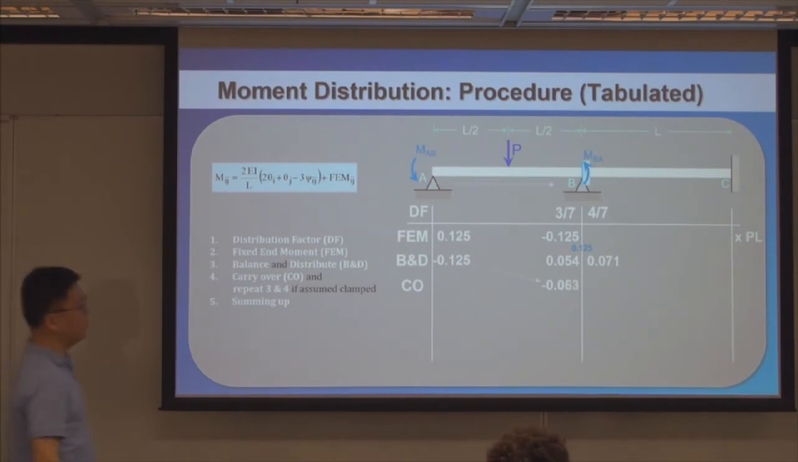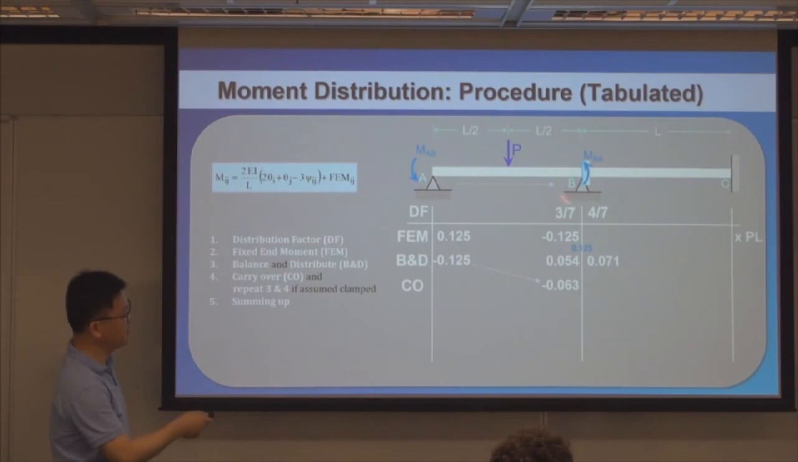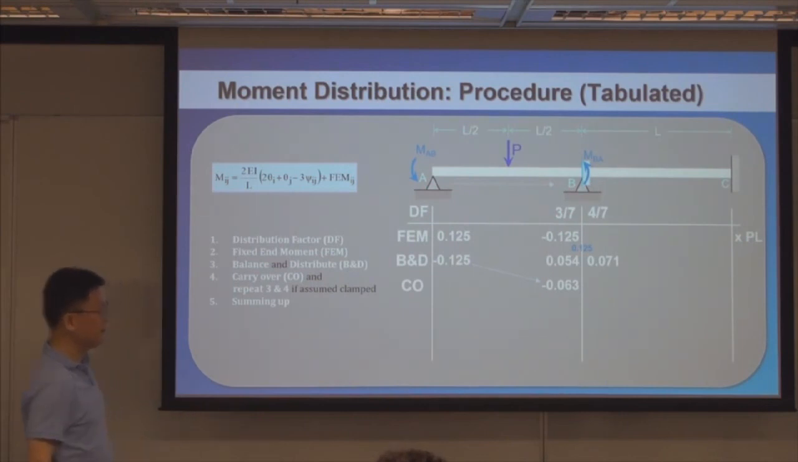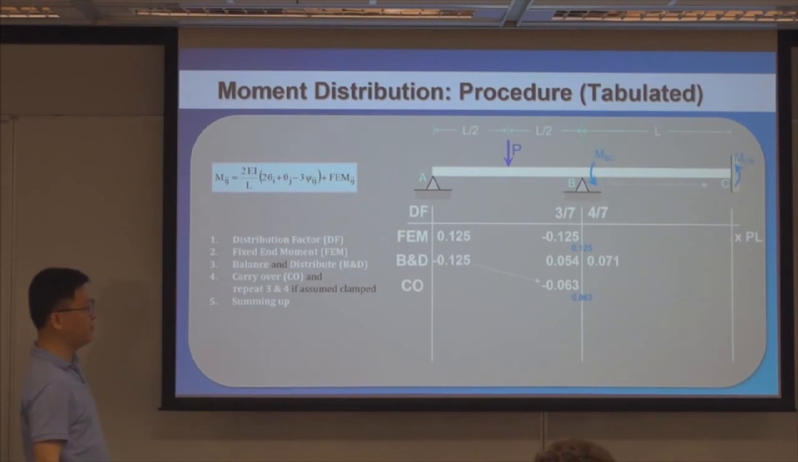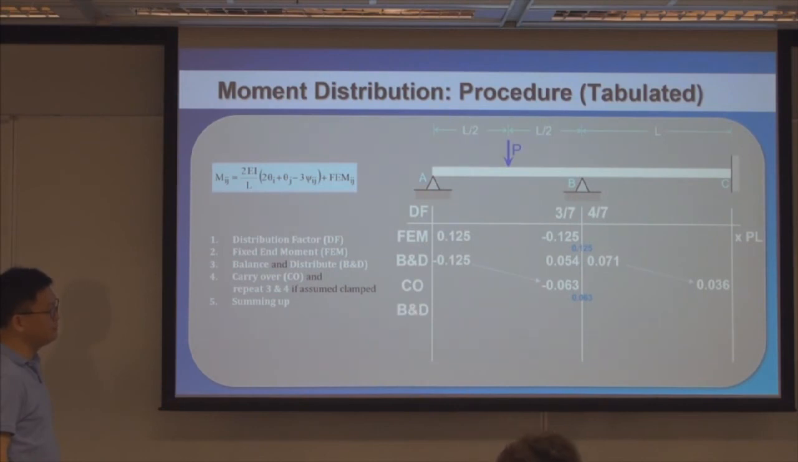So what you do is carry over by 1/2. If this is a clamped boundary condition, you take that and multiply by 0.5. Then you remember that this is an assumed clamped boundary condition, so you do need to balance that. So that's component AB. Now, component BC, whatever you obtain here, you need to carry over to the clamped boundary condition. The coefficient you need to multiply by is 0.5. So I just multiply by 0.5 and put it there.